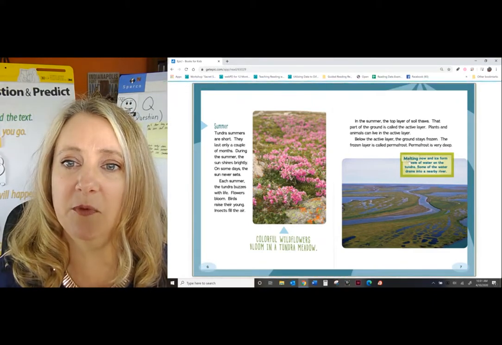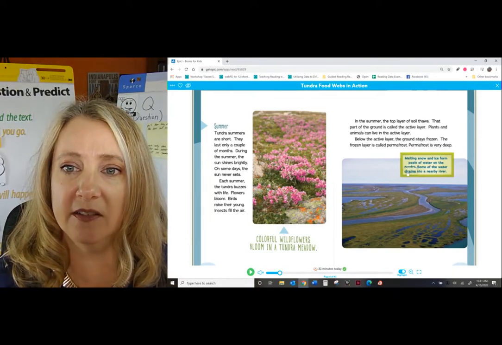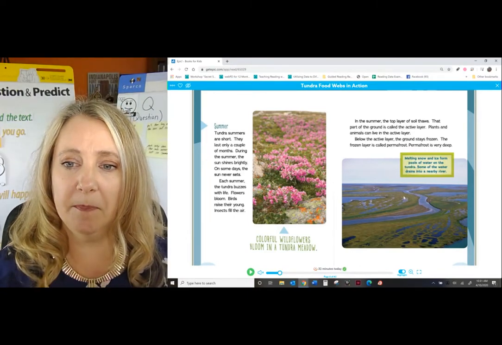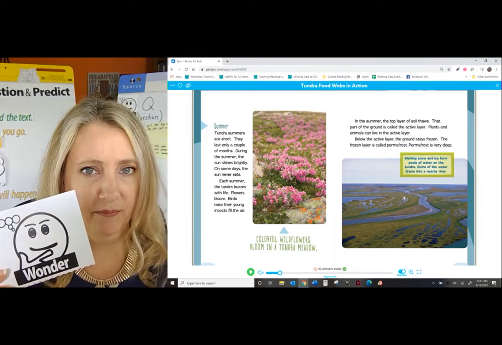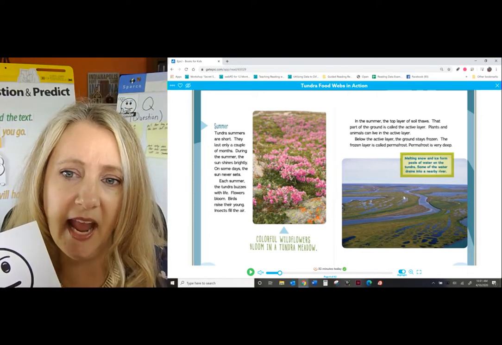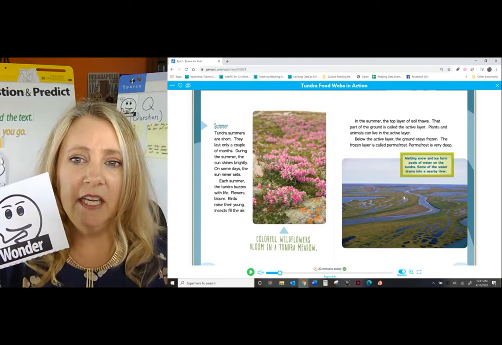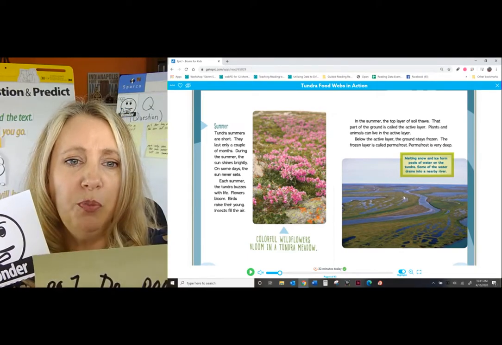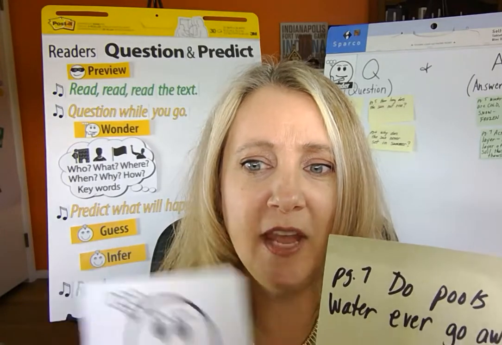Melting snow and ice form pools of water on the tundra. Some of the water drains into a nearby river. I'm having a question here on page 7. As I'm looking at the picture and I see all those pools of water, here's my question. Do pools of water ever go away? Do they always have water like that?